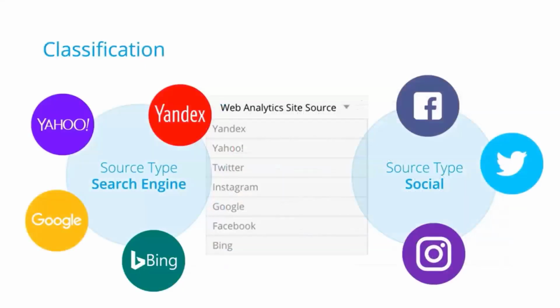Classification. Now, if you have your web analytics site source, which comes with something called Yandex, Yahoo, Twitter, Instagram, Google, etc., and you want to classify your data into, say, search, social, display, etc. Over here it's search and social only. So search and social calculated dimension helps us with doing this kind of work.